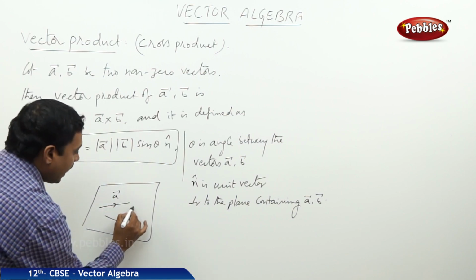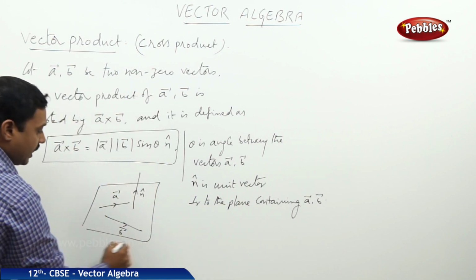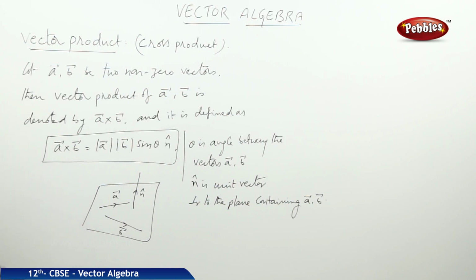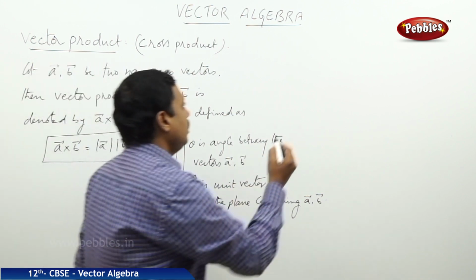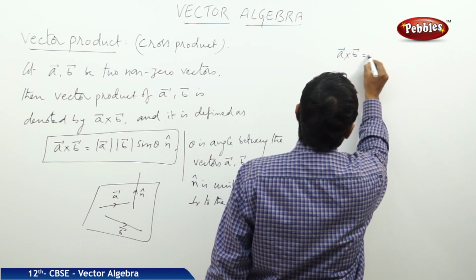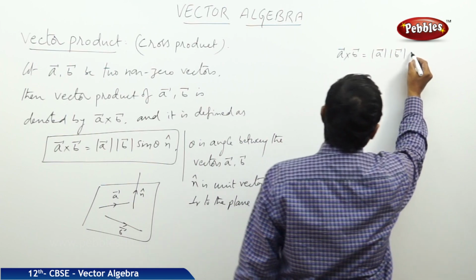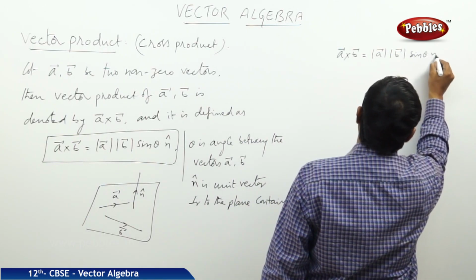Now this n cap is perpendicular to the plane containing A and B. This is the definition of a vector product. A cross B is defined as mod A, mod B, into sin theta, into n cap.